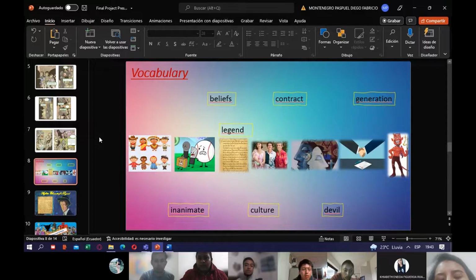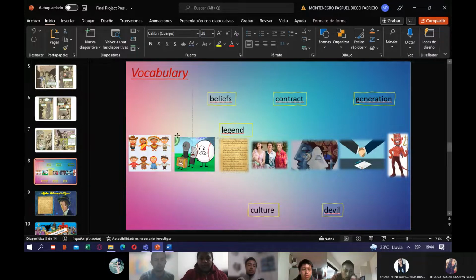With the illustration that has the objects, maybe. Yes, you're right. Please, Dieguito. Thank you.